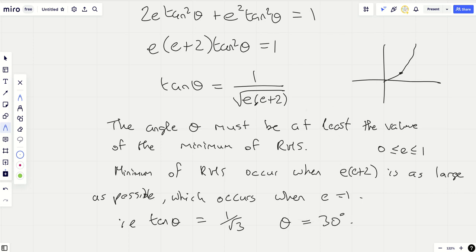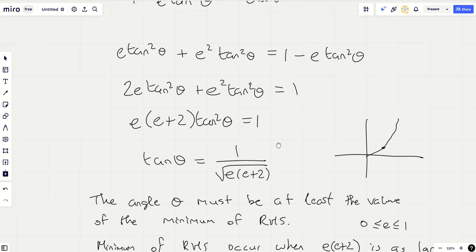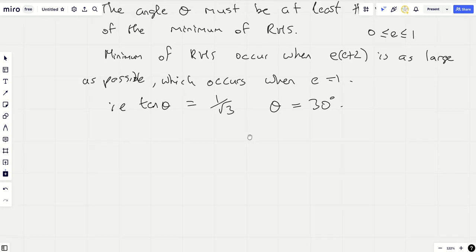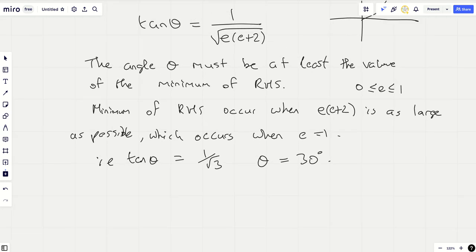If e is any smaller, the right-hand side gets larger, and that's just because you're dividing by a smaller number, so you'll actually end up with a larger value. And if this gets larger, then do inverse tan on it, and you'll end up with a larger angle, because tan is an increasing function. So, quite a subtle bit at the end there, I suppose. But yeah, that will be my argument. I hope the examiners would accept it.